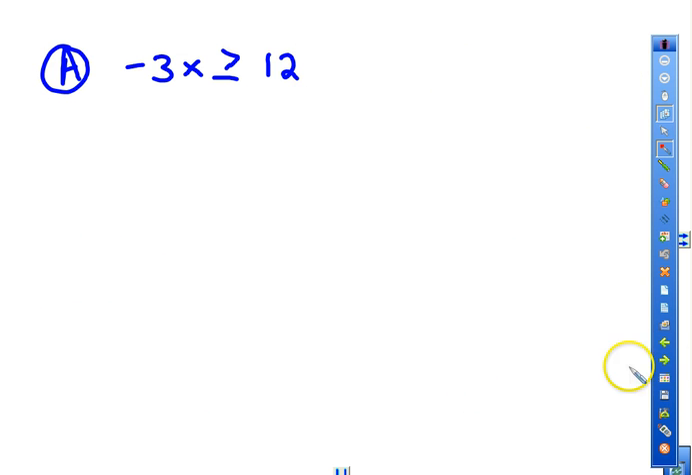So let's look at the next slide. I want you to go ahead and hit pause and solve this. And yes, that is an x, a variable. So go ahead and solve that.